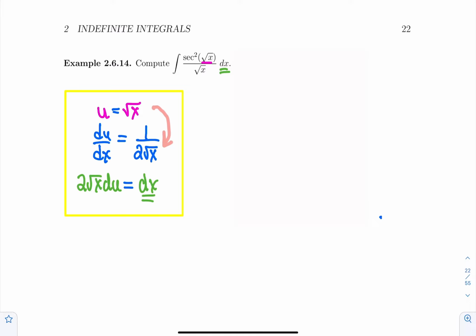So if I isolate dx here, you get 2 root of x du is equal to dx. So now I have a formula for dx also, and the formula is 2 root of x du. So now this integral becomes the following. I have the integral of secant squared u. So be careful, I only use the inside of the square root as my u initially. So dx is now 2 root of x du, and now this is all over root of x.